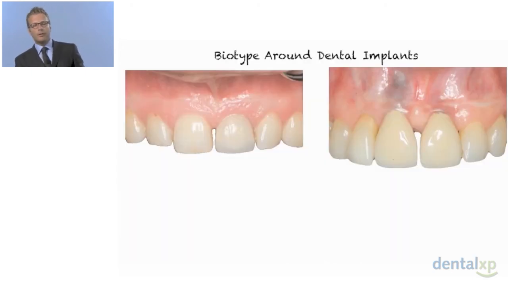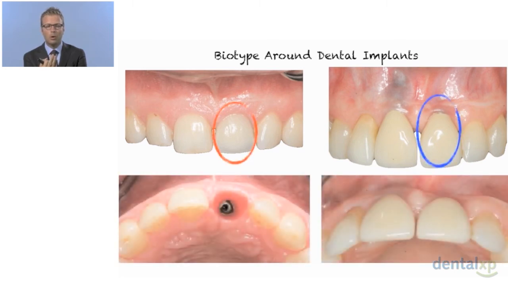So the key of the success, I was saying before, is definitely the biotype, the thickness of the tissue, so the biotype around dental implants. So what we would like to see from the occlusal aspect of our implants is always this type of thickness, as you can see on the left side of the screen, compared to what you see on the right side of the screen, where we have an extremely thin peri-implant tissue.